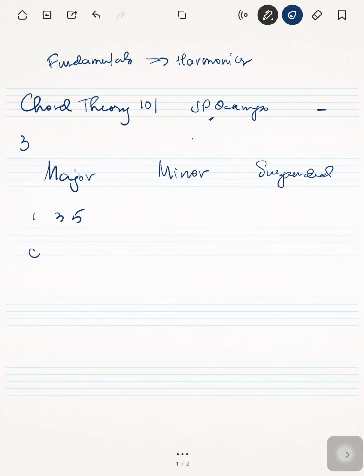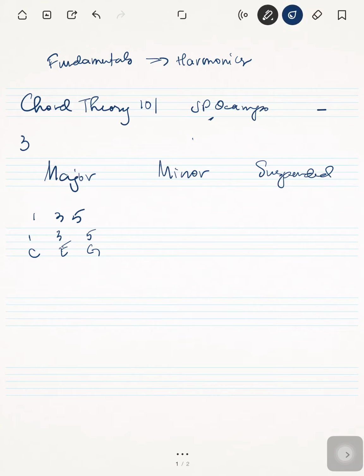We have the C, then you skip 1, so you don't play the D. You have the E, don't play the F, you play the G. This is the 1, 2, 3, 4, 5. So it is in getting these things that you get your major chord.